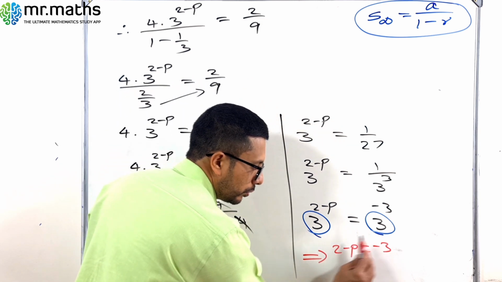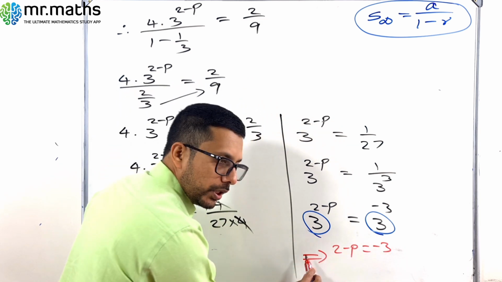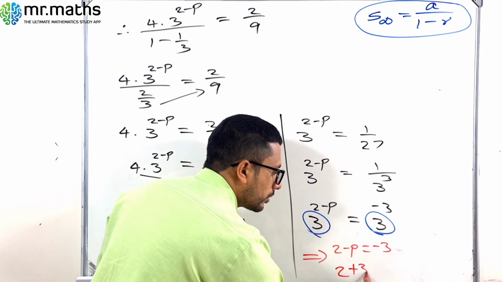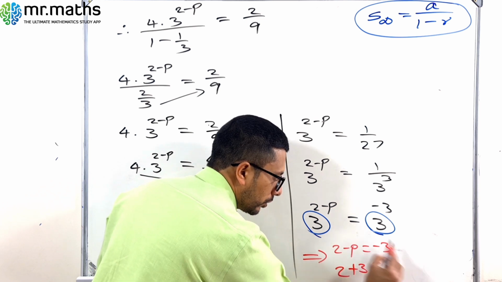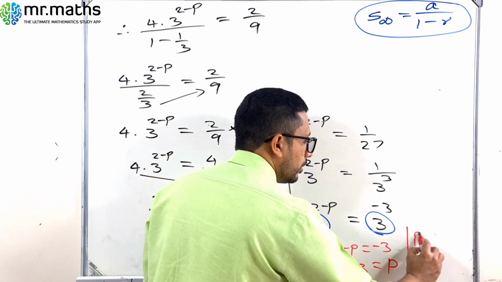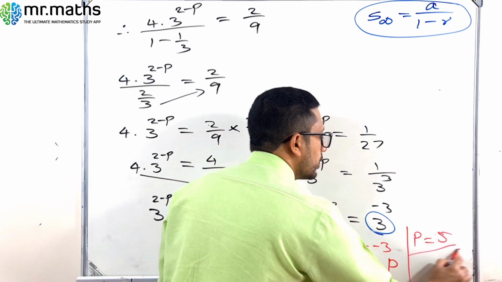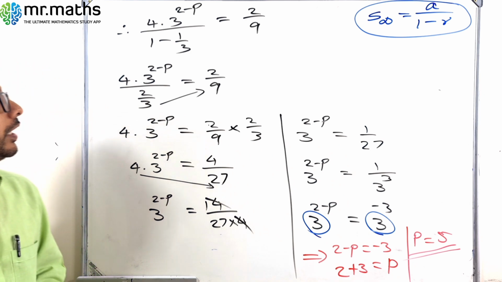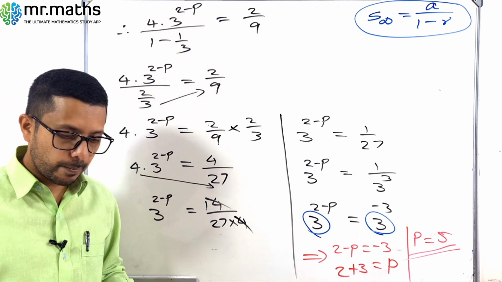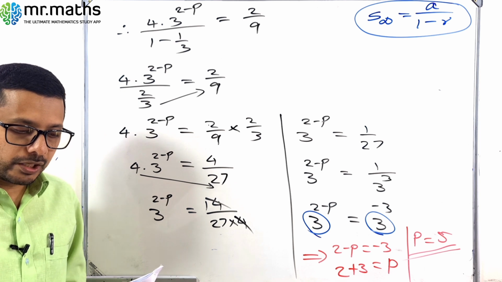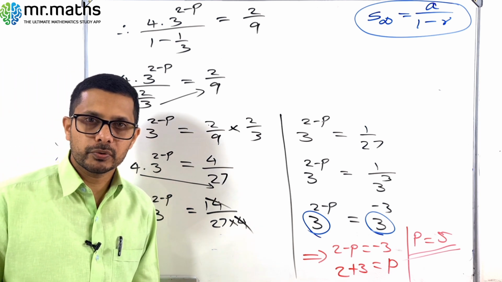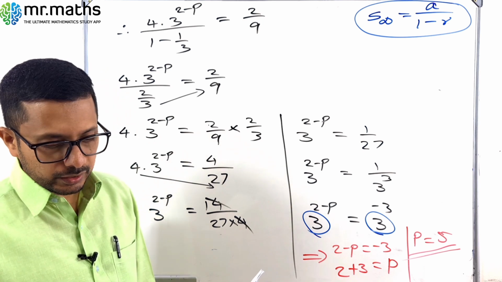Take this minus p to this side and this minus 3 to the other side. So it is 2, this minus 3 on this side becomes plus 3, is equal to minus p on that side, it is positive p. So 2 plus 3 is what? 5. So the value of p is equal to 5. Look at the beginning of the question: determine the value of p. So what is the value of p we got? It's 5. Okay, that's a tricky question.